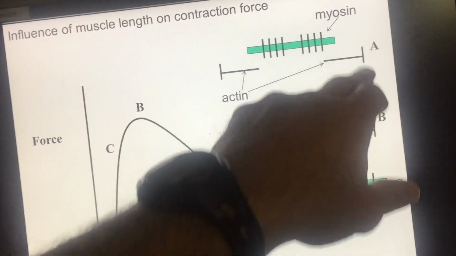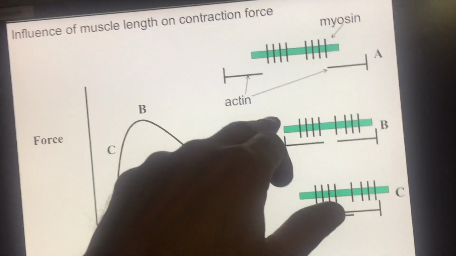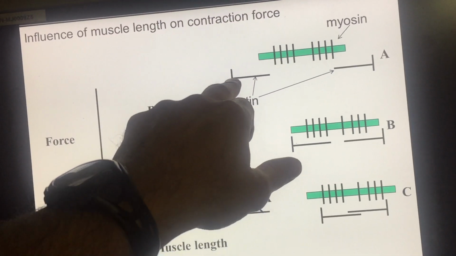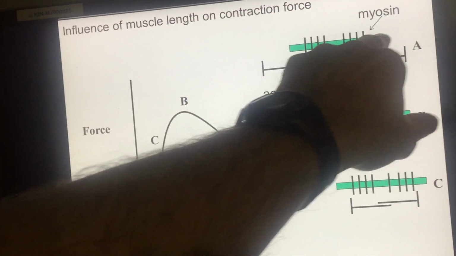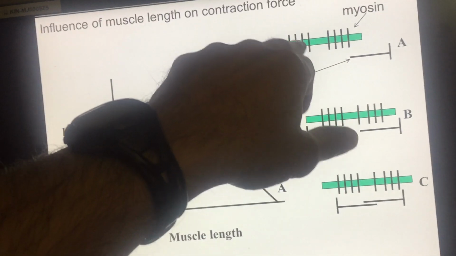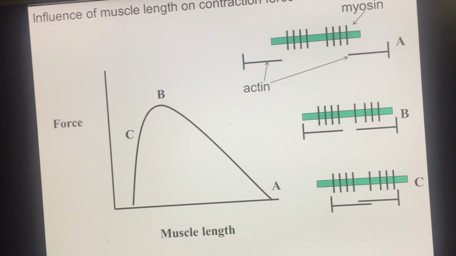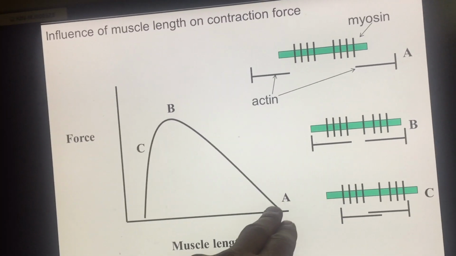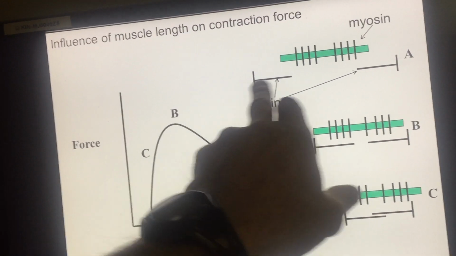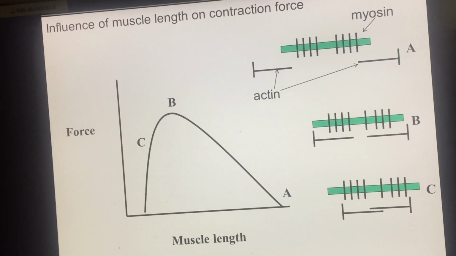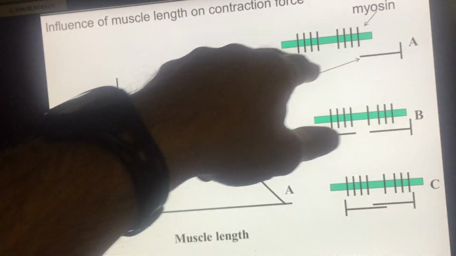So these letters, A, B, and C, correspond to these points on the graph. These dark lines represent actin, and this thick green line represents myosin, with the myosin heads that would interact with the actin. At your really long muscle lengths, the problem is that your actin is pulled out too far. So these are your Z discs here. Your sarcomere is too long, and your actins don't form optimal overlap with the myosin heads.